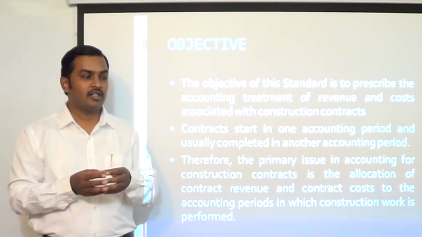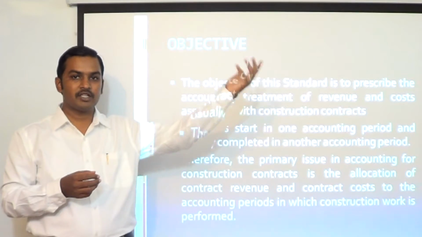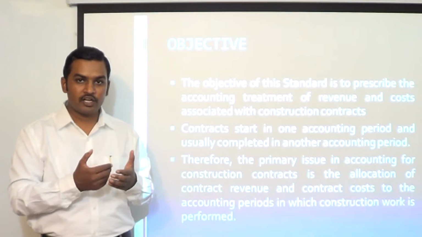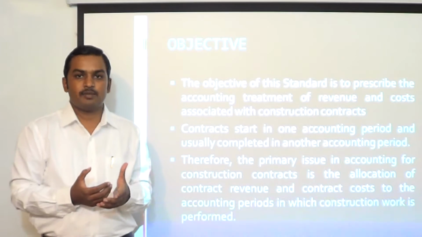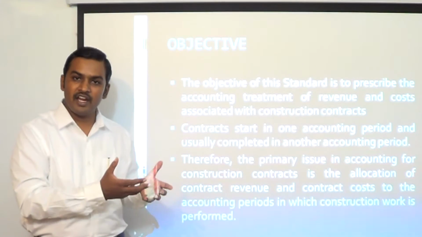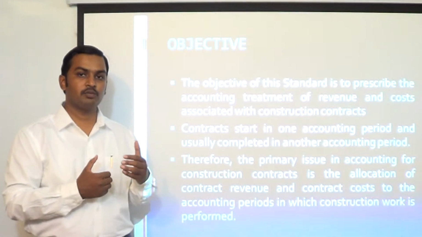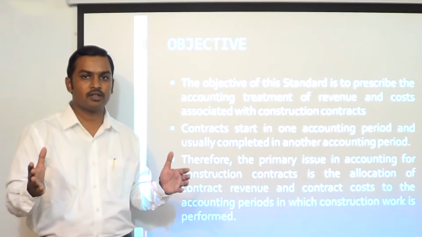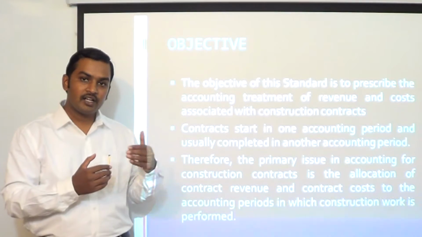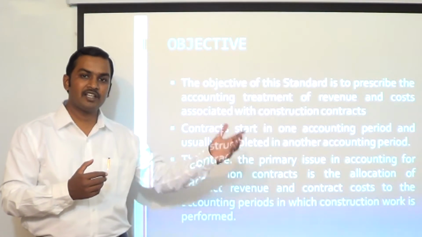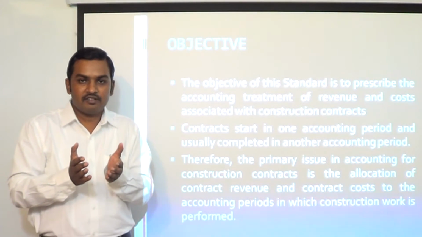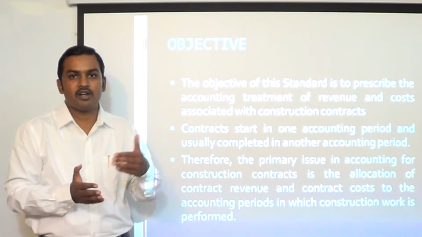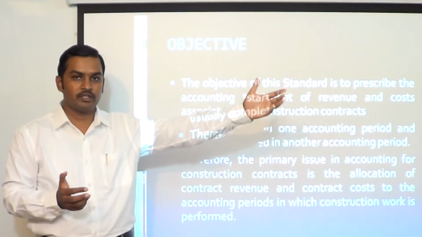Now, in the case of a construction contract, the contractor may commence a contract, let us say in the current accounting period, and the contract may complete in some other accounting period. The contract starts in a particular accounting period and it may end within the same accounting period, but in most cases construction contracts are long period contracts. That means they will continue for a period of more than a year. If construction work starts in the current year, it may not end within the year; it may end in some other accounting period.